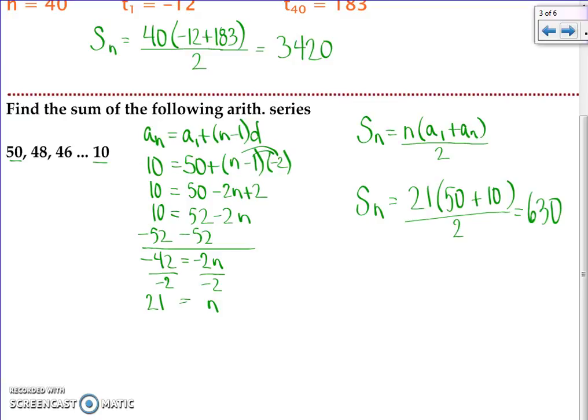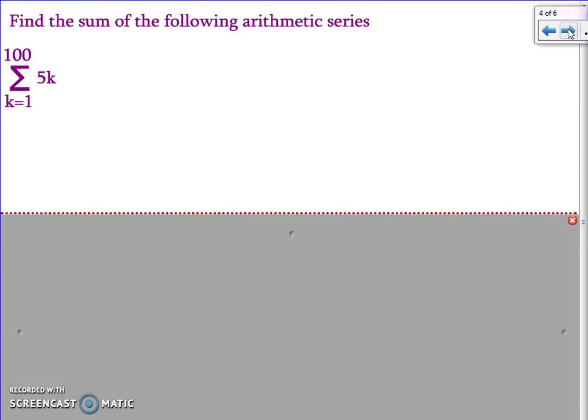All right, so moving on, find the sum of the following arithmetic series. Okay, so we've got our formula. We know we need the number of numbers, and then we're going to add together the first and the last terms, and divide by 2.